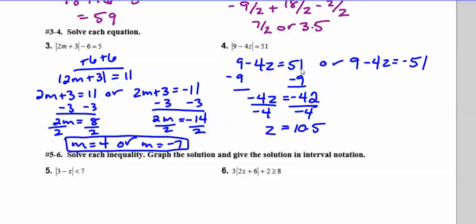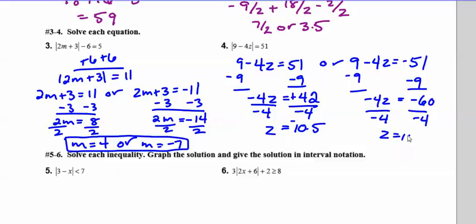Let's go back and look at this again. 51 minus 9, that's positive 42. So then when I divide, I get a negative. Over here, I'm going to subtract the 9, and this time I'll get negative 60. And still that equals negative 4z. And when I divide by negative 4 this time, I'm going to get positive 15. So z equals negative 10.5, or positive 15.